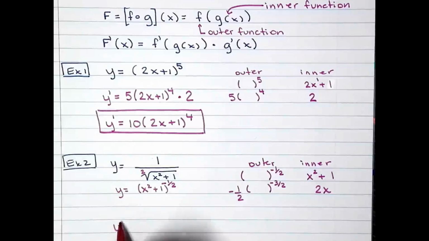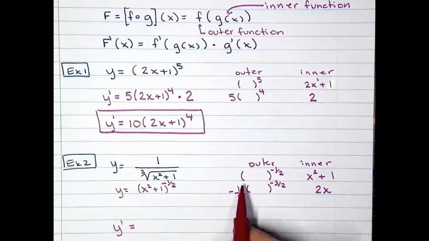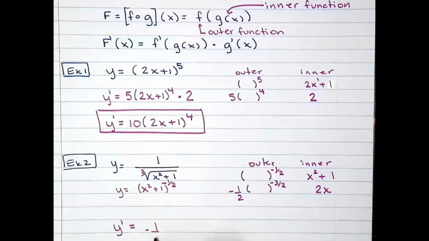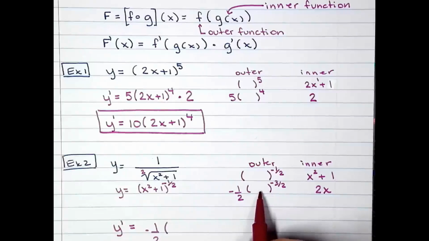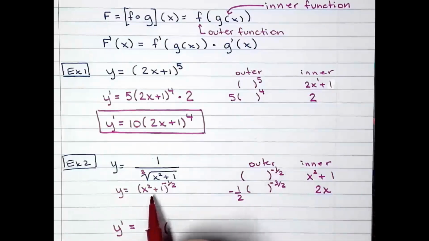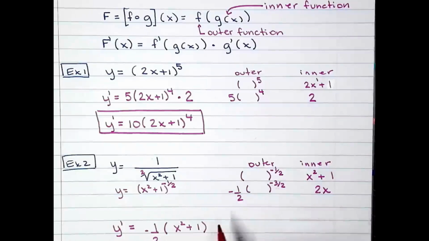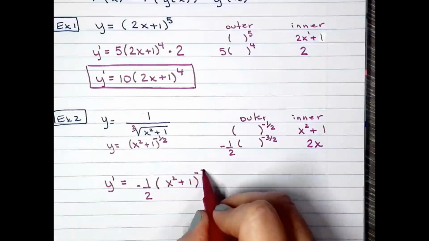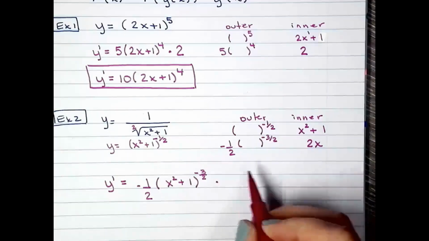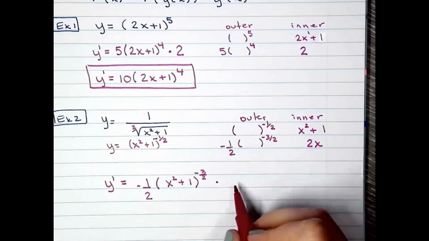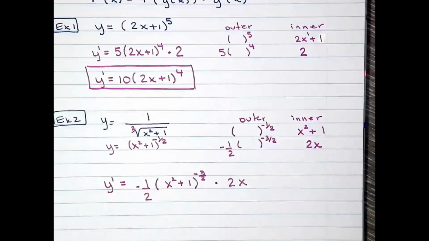Okay, apply the chain rule. So the outer function, what goes there? The inner function, so x squared plus 1, with the exponent, times the derivative of the inner function. Okay, make it nice and pretty.